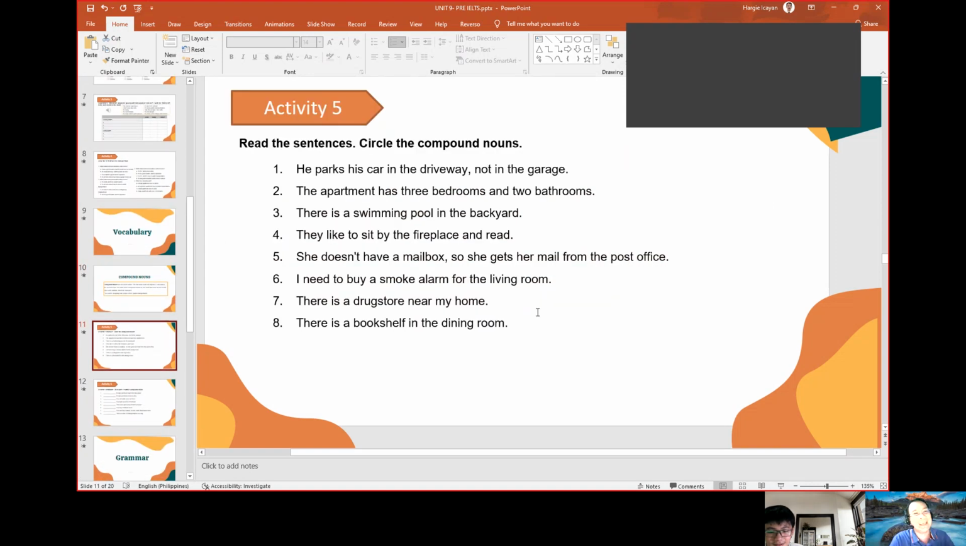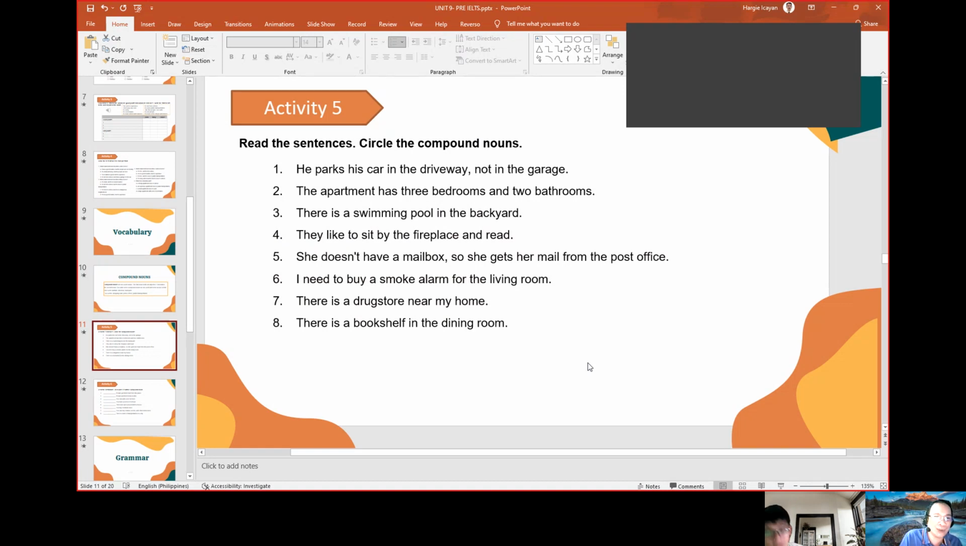Now let's try to circle the compound nouns. Very easy. Number one, can you read first the sentence and then encircle or give me the word which is a compound? Number one. He parked his car in the driveway, not in the garage. Garage. Then can you say driveway? Driveway. What is the compound noun? Driveway. Drive plus way, it's driveway.